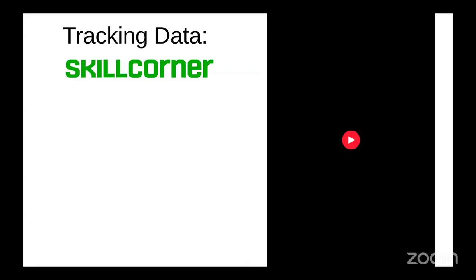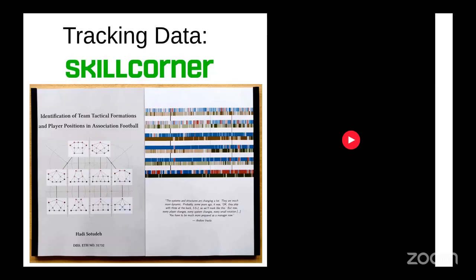What you want to do is pick this data and try to replicate what I did during my PhD, identification of team tactical formation and player position in association football, to see whether the formations we saw for each team reported in the post-match report by FIFA reflect what has happened on the pitch.